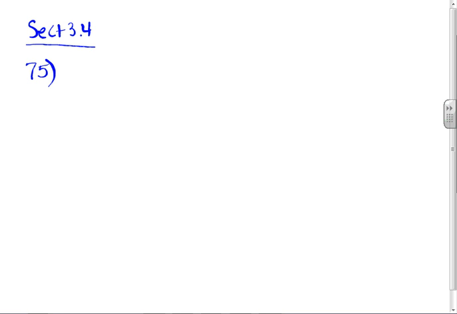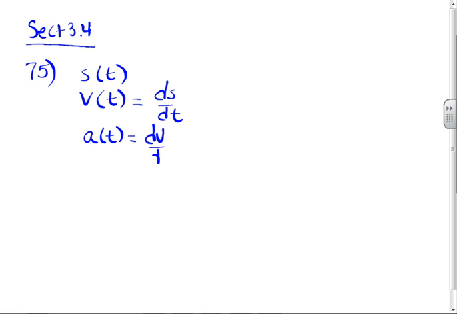A particle moves along a straight line with displacement s of t. Velocity v of t. What is v of t? It's ds dt, right? And an acceleration, a of t, which is dv dt, right? Or the second derivative of the position.